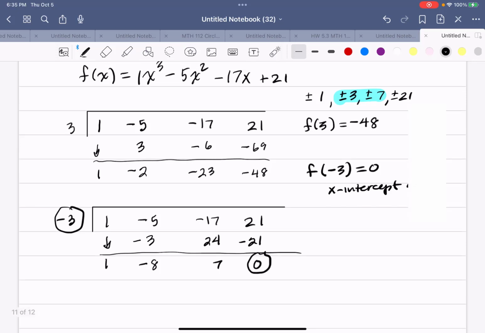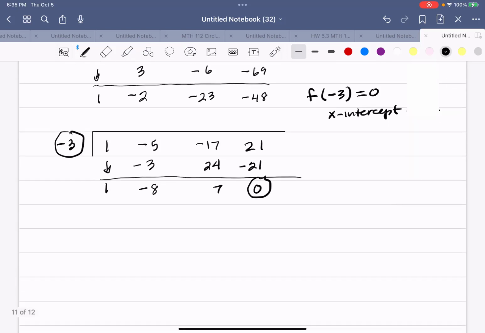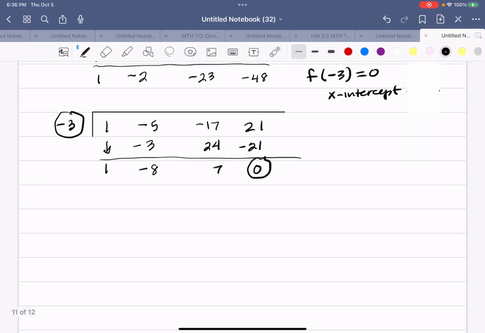Now that I've tried the 3's, I could try the 7, and I'm looking at this thinking I could actually factor this. x squared minus 8x plus 7 equals 0. And if you see that, you go ahead and factor it. But if you don't, let's do what we said.